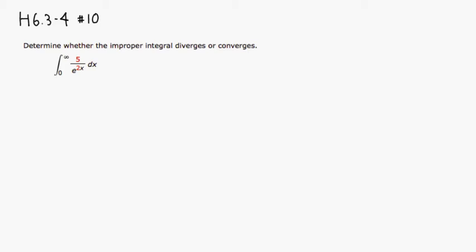Alright, let's look at the homework 6.3, 6.4, problem number 10. Alright, so let's evaluate this improper integral.